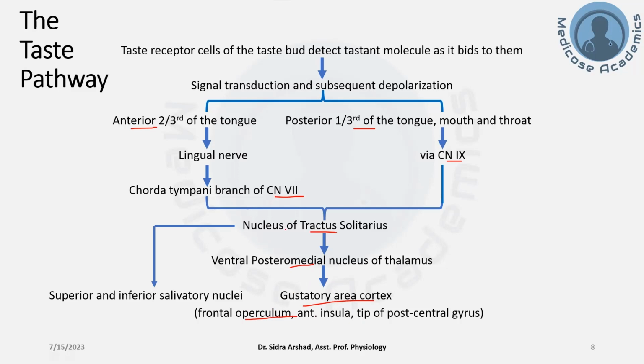Some fibers from the nucleus tractus solitarius also synapse in the superior and inferior salivatory nuclei, and through these mechanisms, the rate of production or secretion of saliva is also controlled when certain taste molecules bind with the receptors. For example, in cases of sour taste, more saliva is produced. So this is the taste pathway.